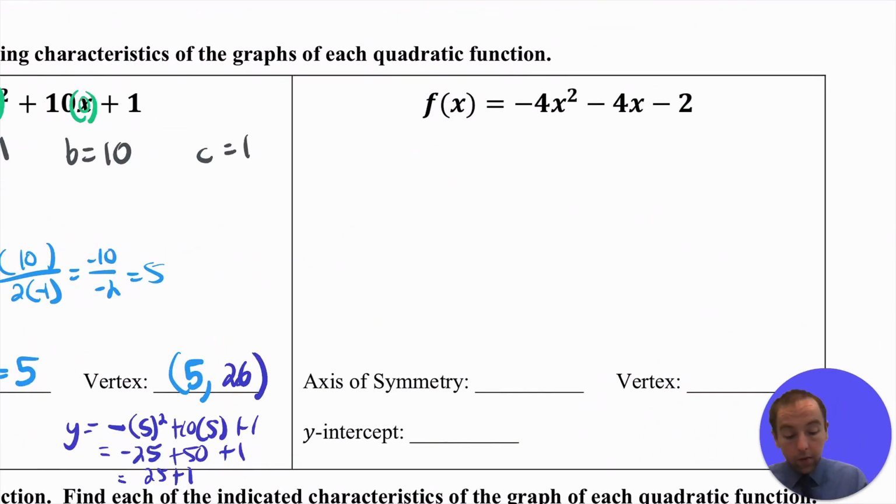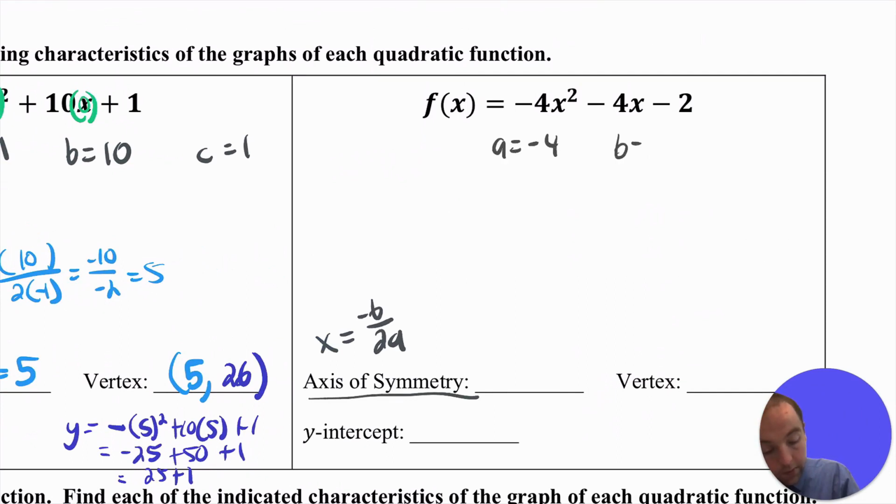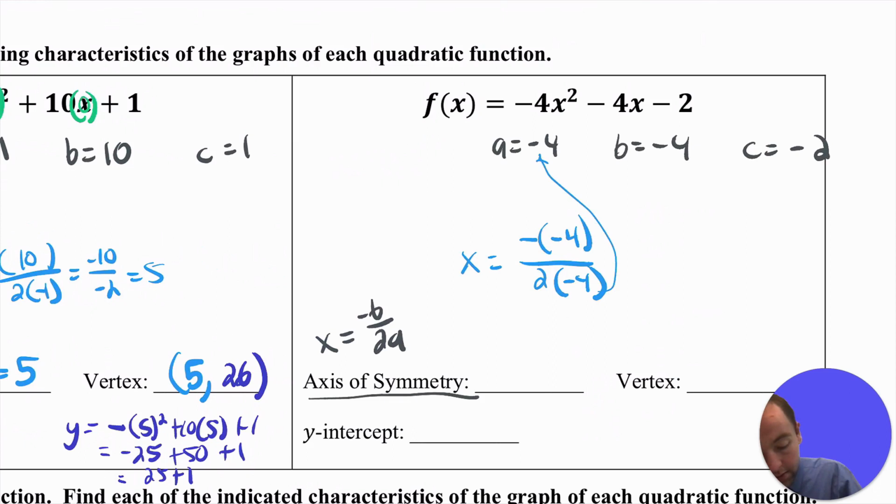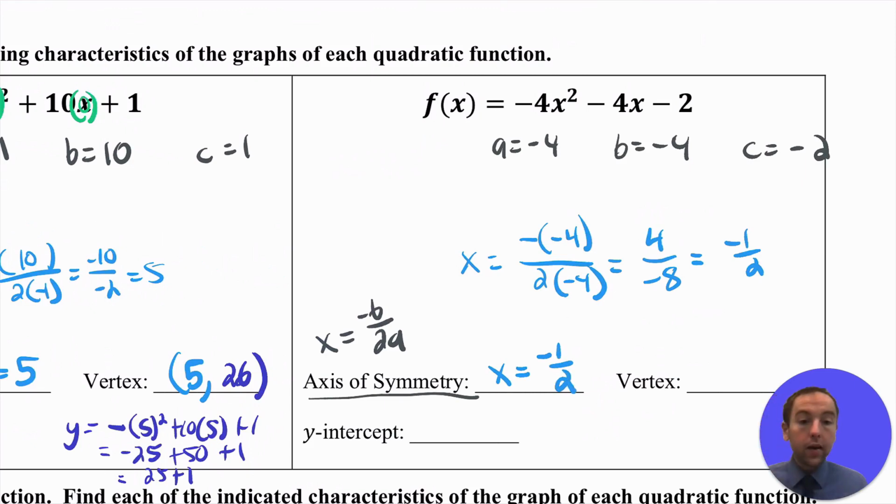And then just one more example, finding the same sorts of things. The axis of symmetry is going to be the equation x equals negative b over 2a. Acknowledging that a is negative 4, b is negative 4, and c is negative 2 in this one, then negative b over 2a is going to be negative of negative 4, because that's your b, over 2 times a, so that negative 4 is coming from the a value. If we simplify this, we get positive 4 on top over negative 8 on bottom, which amounts to negative 1/2. So your axis of symmetry is the line x equals negative 1/2.